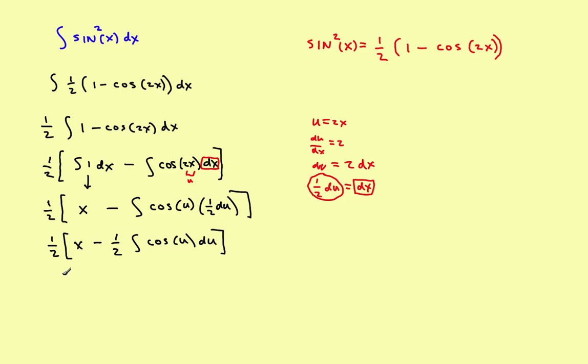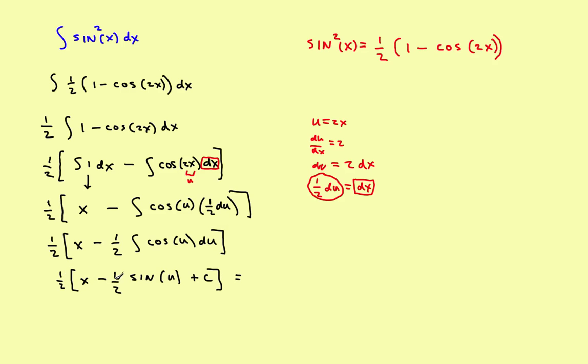Okay, so that's going to give you 1/2 of, and we'll leave this x alone for right now. Then you've got minus 1/2, and then just a reminder, the integral of the cosine is equal to the sine. So this will turn into the sine of u, and then you'll attach a plus c onto that. Okay, and we're almost done with this now.